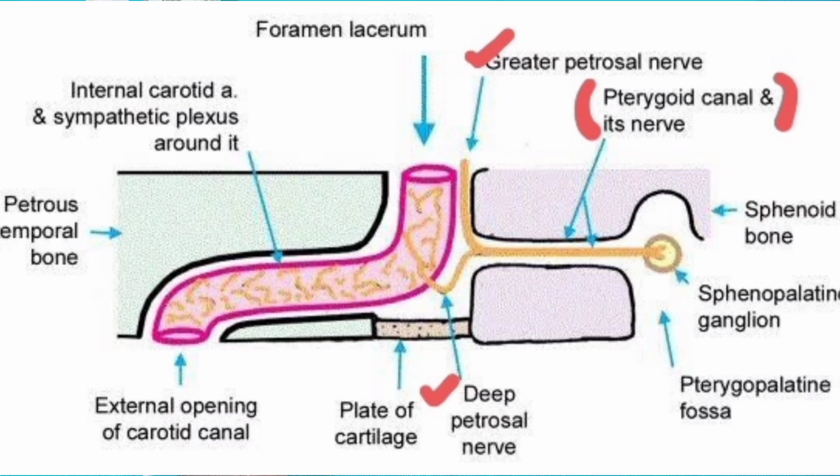The nerve of the pterygoid canal is formed by the union of two nerves. One is the greater superficial petrosal nerve, a branch of the facial nerve, and the other is the deep petrosal nerve, a sympathetic nerve from the plexus around the internal carotid artery. These two nerves form the nerve of the pterygoid canal.